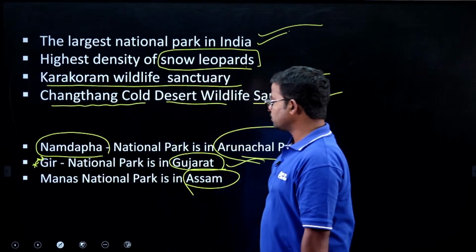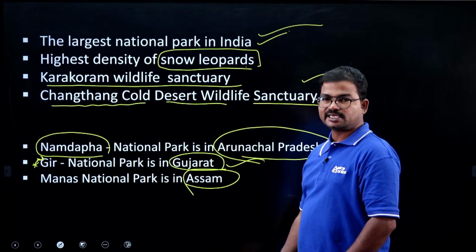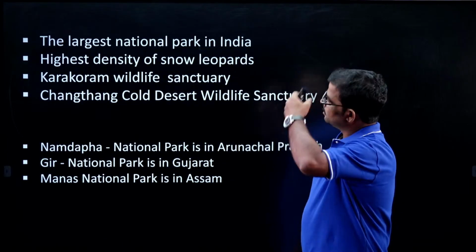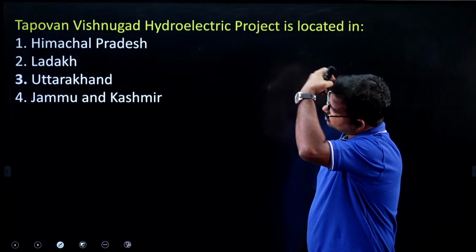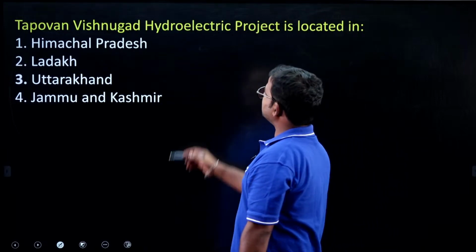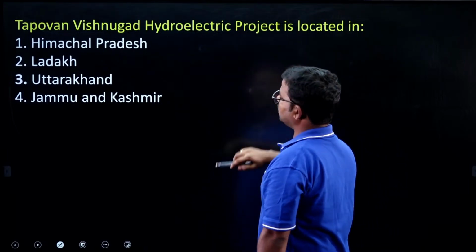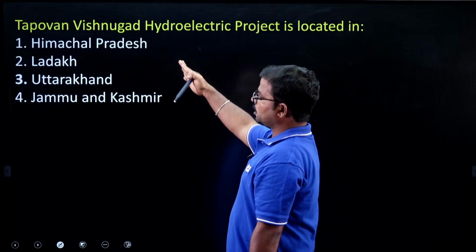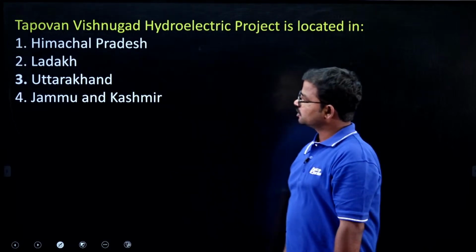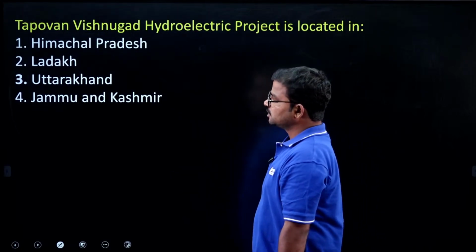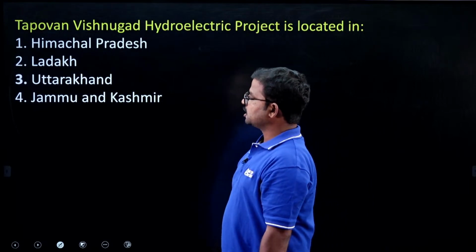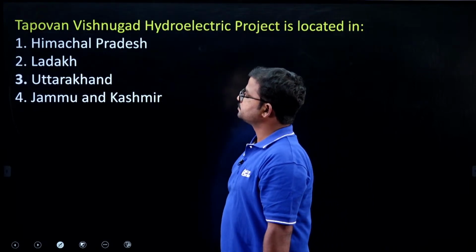So Gir National Park is located in which state? Gujarat. Yes. Next one: the Tapovan Vishnugad hydroelectric project is located in which state? Here they mention Himachal Pradesh, next Ladakh, next Uttarakhand, next Jammu and Kashmir.